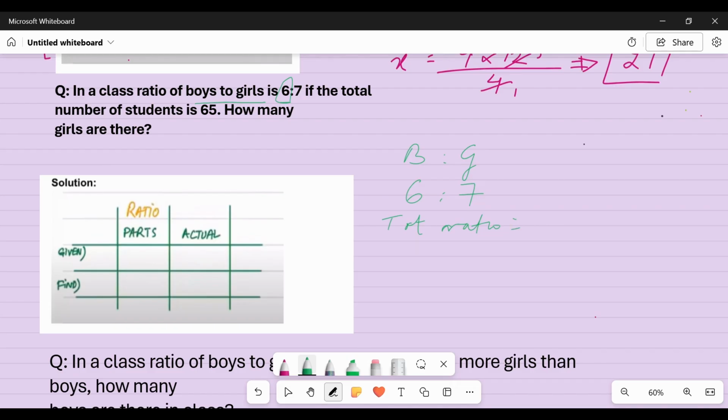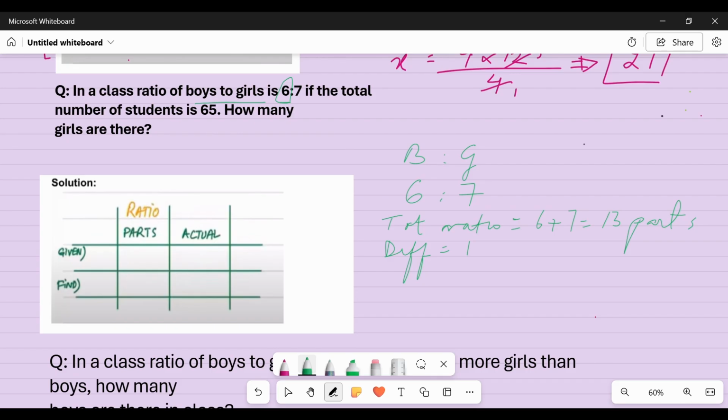6 plus 7 gives you 13 parts. Okay. Now, what is the difference between 6 and 7? So the difference is 1 part. Right? Okay, now let's fix this table.